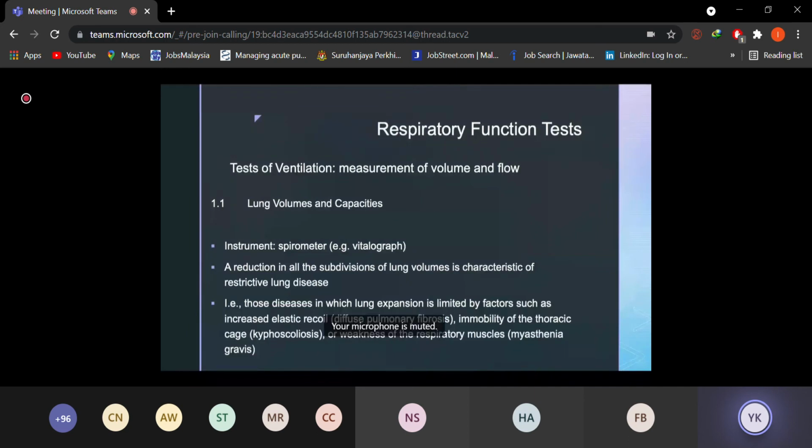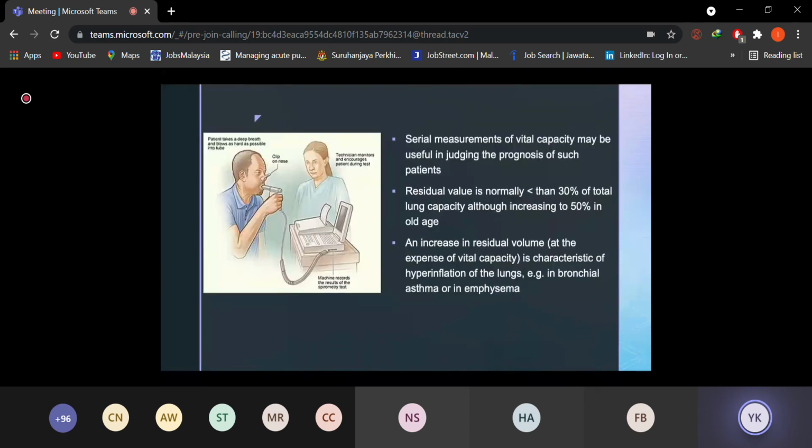It tells you what types of diseases or respiratory illness these patients have. A series of measurements of the vital capacity may be useful to judge the prognosis of such a patient. So it can also be used as a prognosis, to see how bad the patient is or how good the illness is.